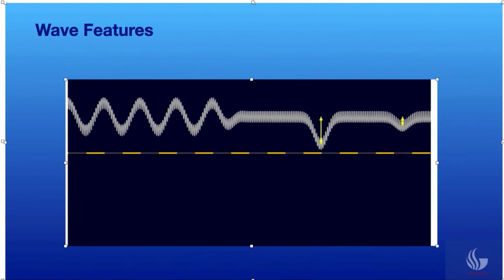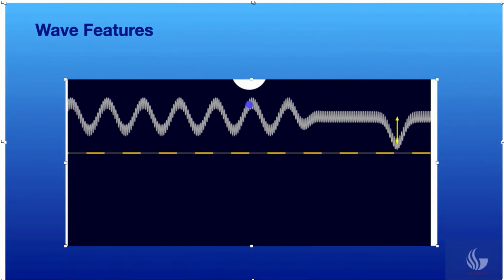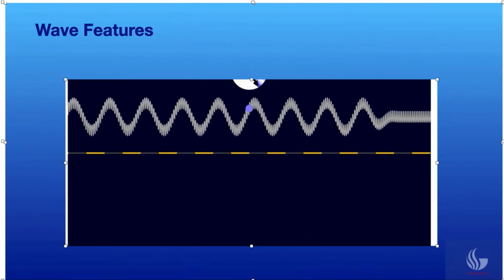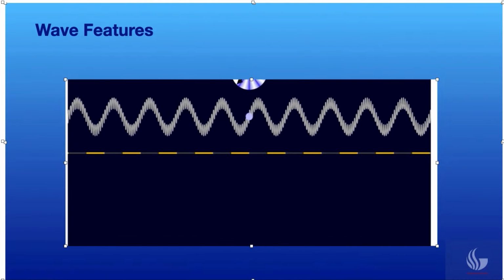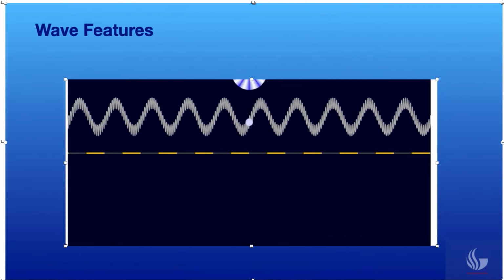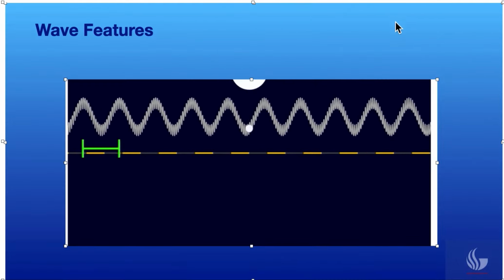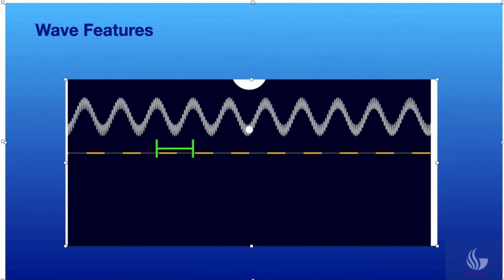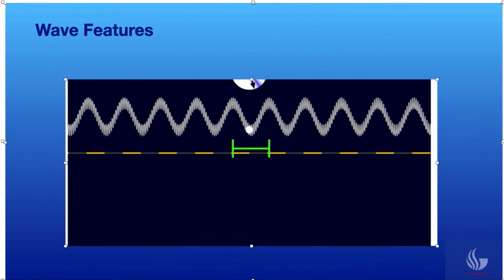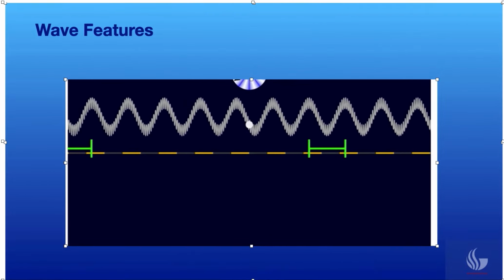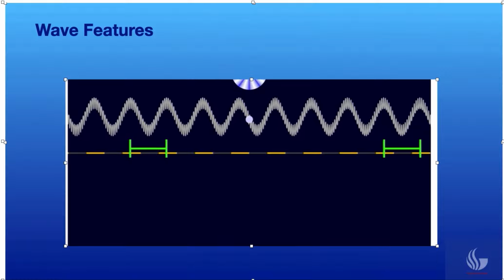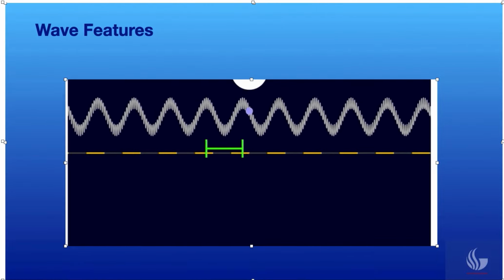When we talk about sinusoidal waves, these are periodic waves. They have a regular pattern of crest and trough. We know that a crest is the pattern above the equilibrium position and a trough is the pattern below the equilibrium position. And the distance between two consecutive crests, or the distance between two consecutive troughs, is known as the wavelength, which is represented by the Greek letter lambda.